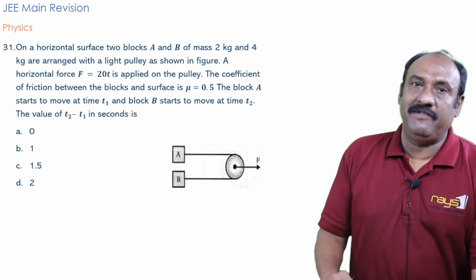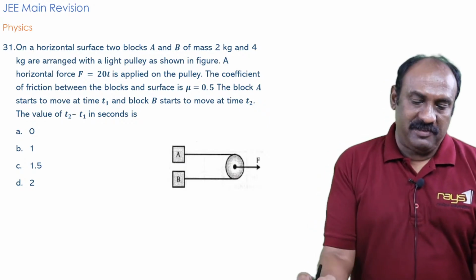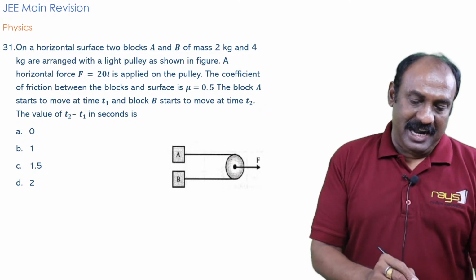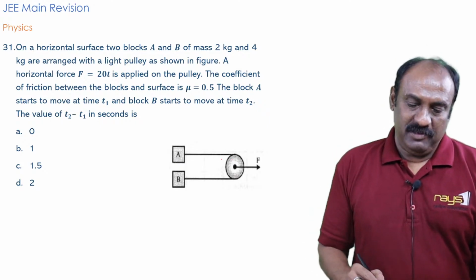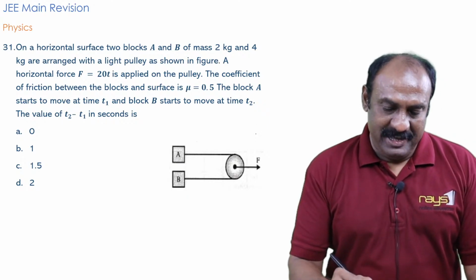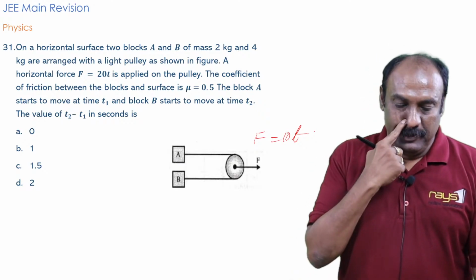Question number 31. On a horizontal surface, two blocks A and B of mass 2 kg and 4 kg are arranged with a light pulley as shown in the figure. These are on the horizontal smooth surface. Now a force F equal to 10t is applied here.